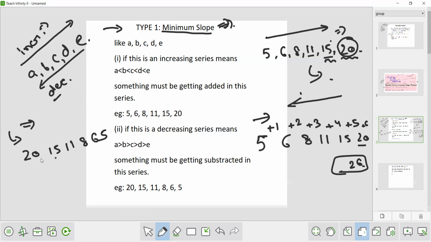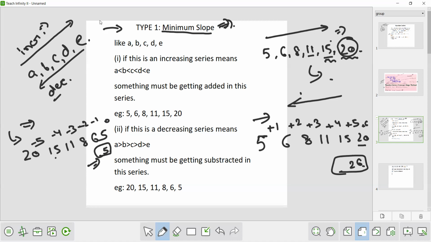How do you reach 15 from 20? You subtracted 5. How do you reach 11 from 15? You subtracted 4. How do you reach 8 from 11? You subtracted 3. Like this, you will subtract 2, you will subtract 1, and you will subtract 0. So again the answer will be 5.